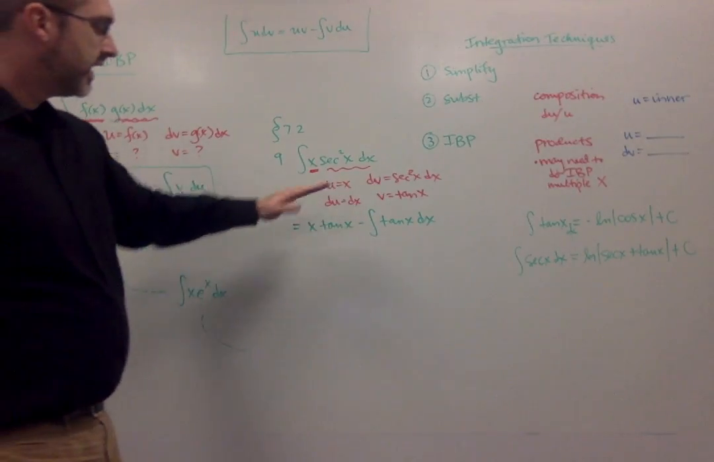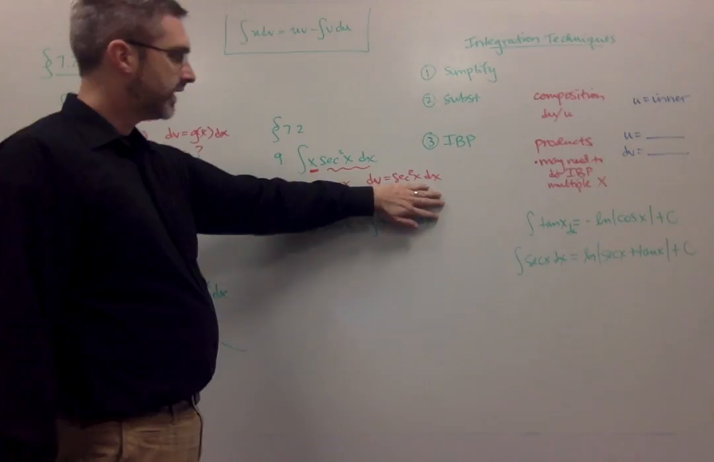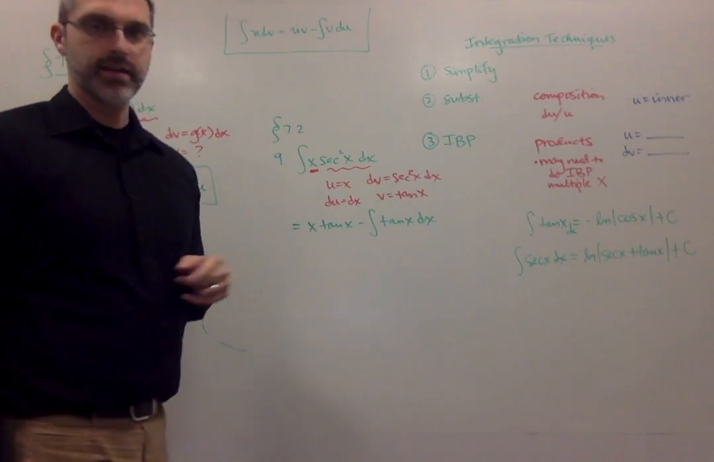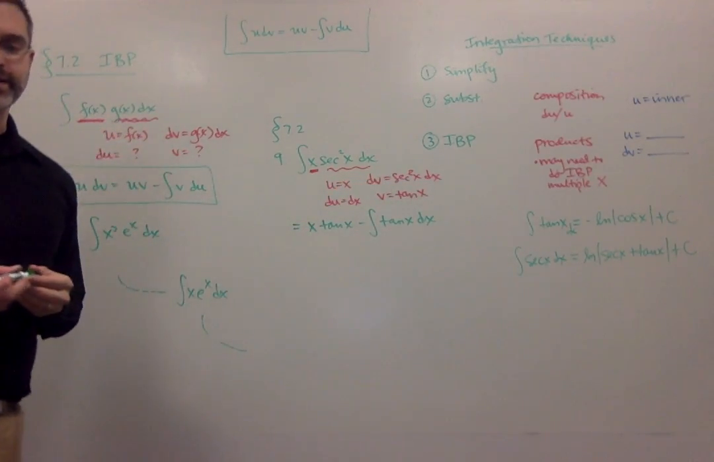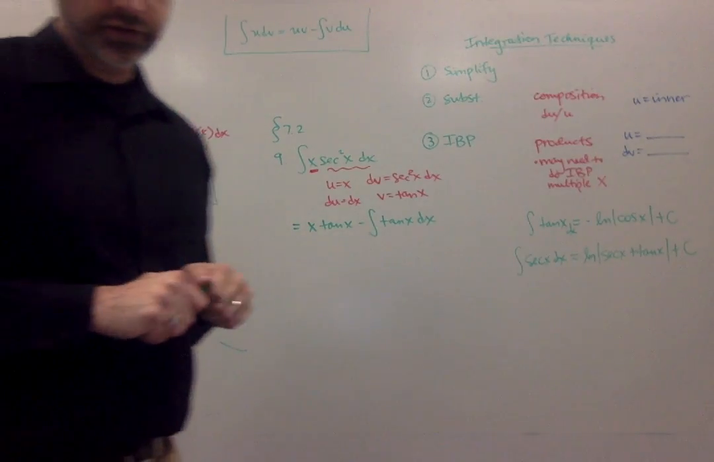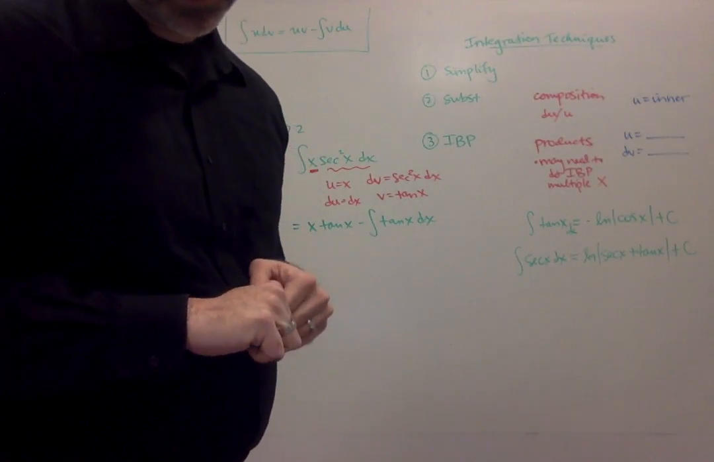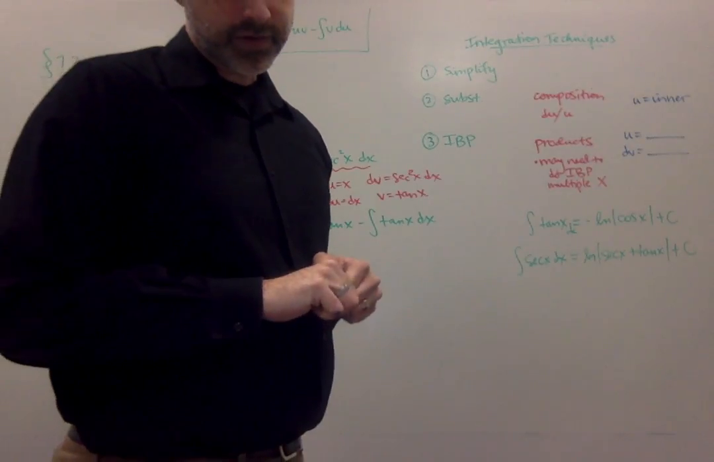So on this problem, you didn't have to write anything beyond that, but this is the motivation why we want to let dv be the secant squared and u be the x. So that's taking a look at number 9.